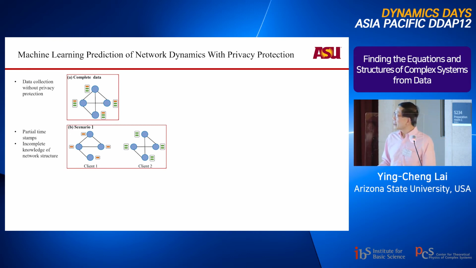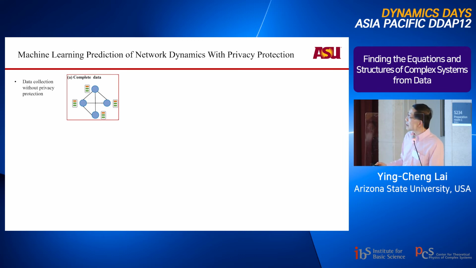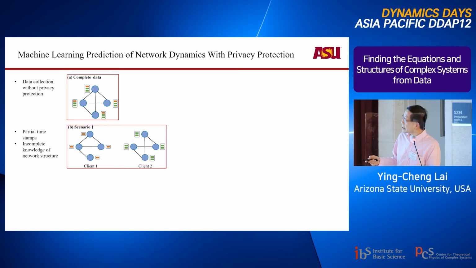So then, more recently, we did some machine learning, basically prediction of network dynamics with privacy protection. The traditional way of doing network structure prediction is that you use data to figure out the network structure, and you assume there's no privacy involved. Every agent collects everything from the network, so there's no privacy protection. But suppose you have a scenario like this. As you can see, this is a simple network structure here.